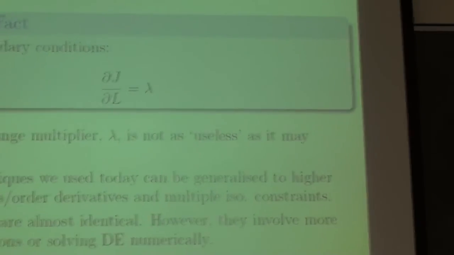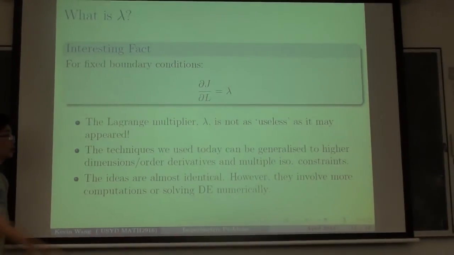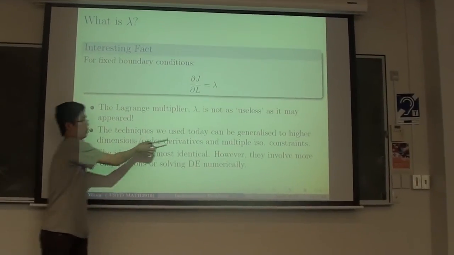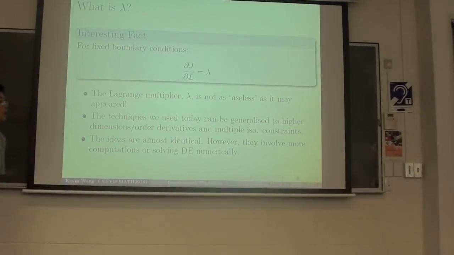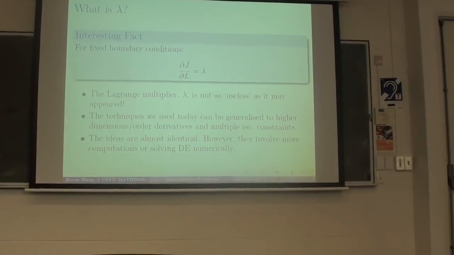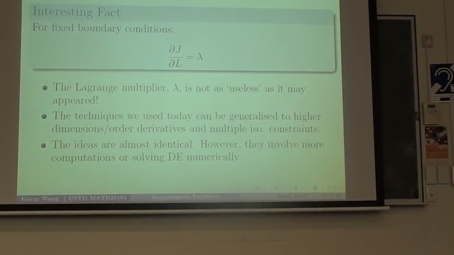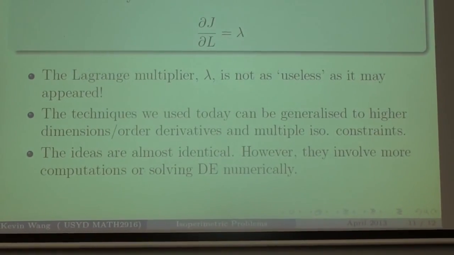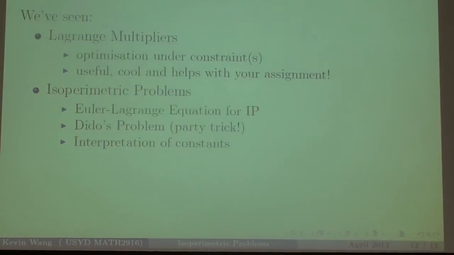And of course, I just have to quickly mention that the techniques we use today in the Dido's problem can actually be applied and generalized into higher dimensions or higher derivatives or multiple isoperimetric constraints. Of course, that is what Maggie covered last week about using Lagrange multipliers in higher dimensions and higher order derivatives. And you do exactly the same thing, and the function you're going to apply it on is again this capital F. And of course, there's more complication.